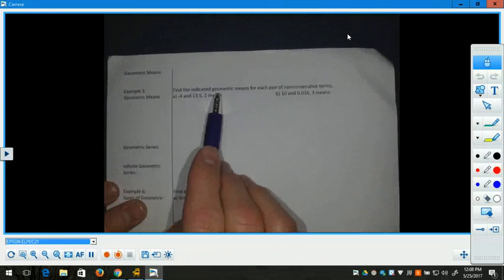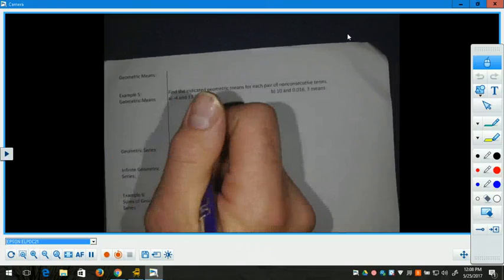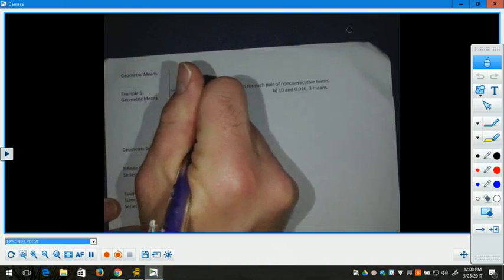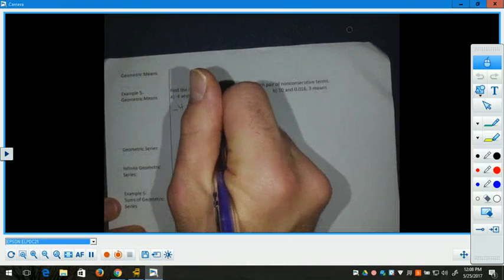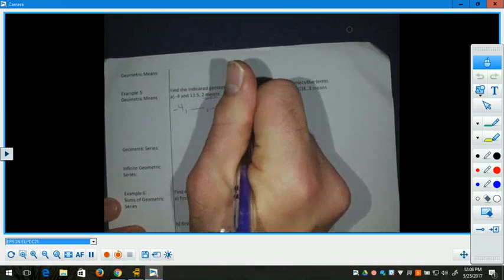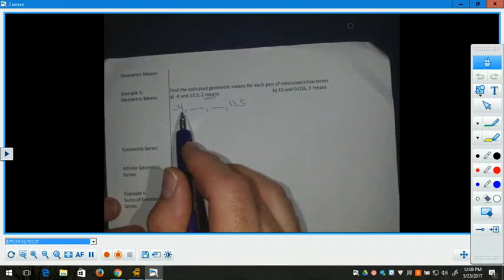Geometric means are a lot like arithmetic means. You have two terms that you know and several terms between them that you don't. We'll define this in just a second. But for this, it says that there are two means. So just like an arithmetic sequence, we have -4, then 2 missing terms that we do not know, and then 13.5. So our goal is to figure out what the value is, that recursive formula.